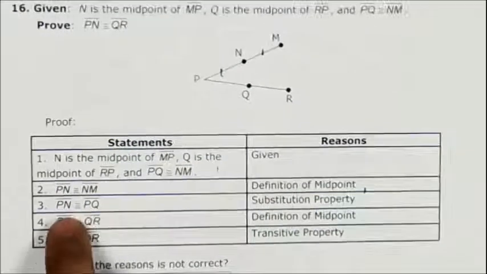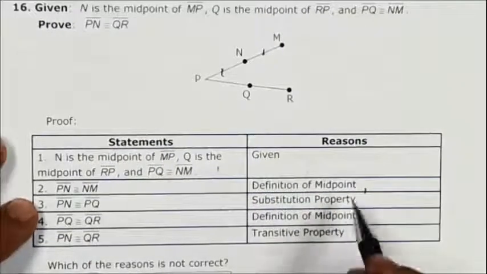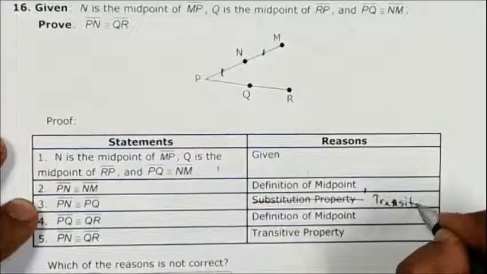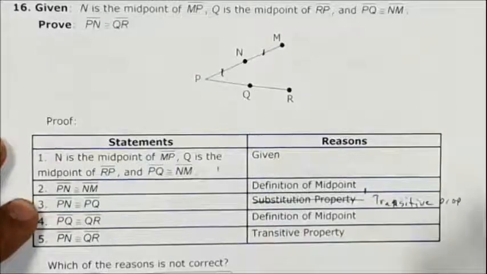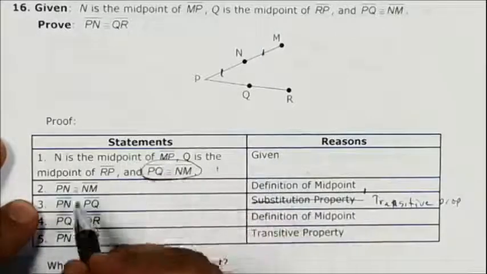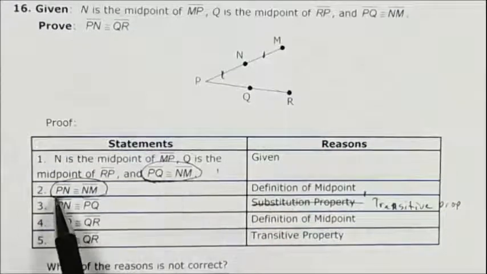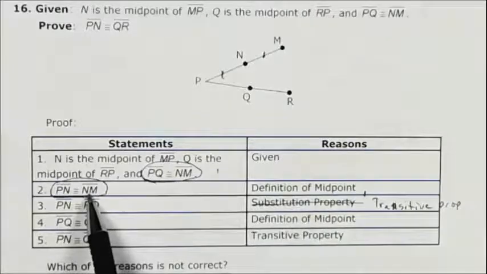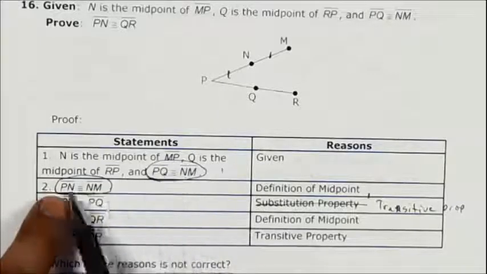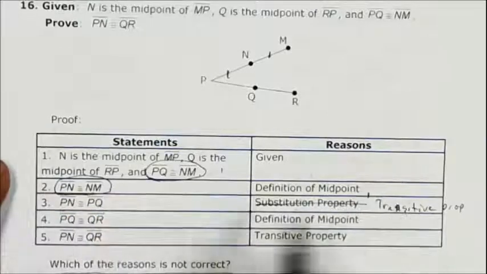For number 3, it says segment PN is congruent to segment PQ by the substitution property. This is the one that's going to be not correct. This is actually going to be the transitive property. Okay, and the reason it's the transitive property, not the substitution property, is because I'm taking these two statements here, and I'm taking the fact that PQ is equal to NM, and also PN is congruent to NM, these segments. So since they have that same segment NM that they're congruent to, they're congruent to each other. So that's how I get PN is congruent to segment PQ. All right, so that's transitive property.